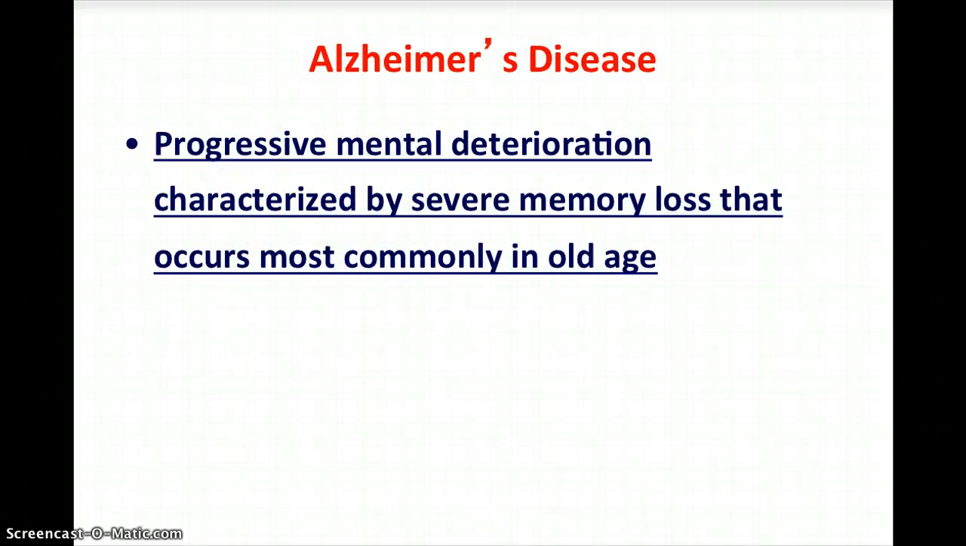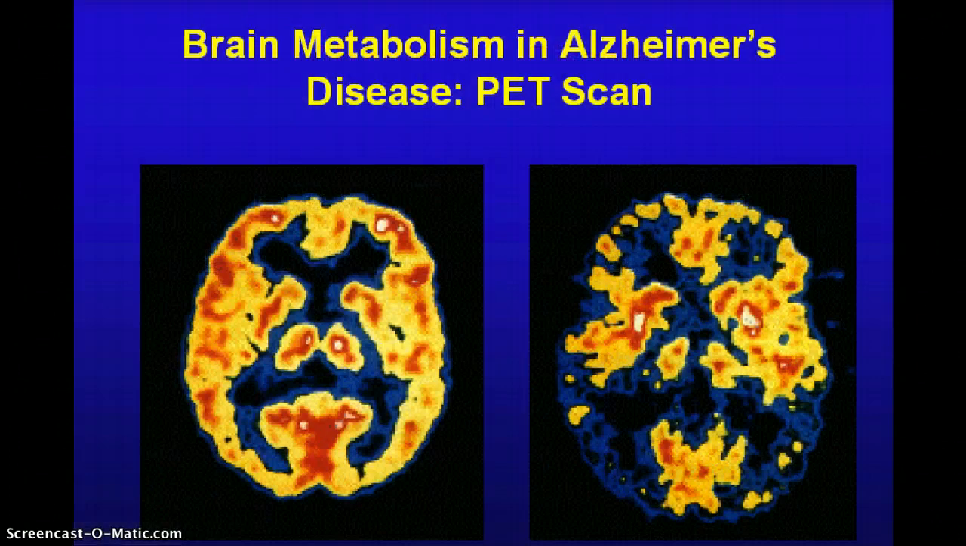And then Alzheimer's disease is a progressive mental deterioration that's characterized by severe memory loss that occurs most commonly in old age. They may forget little things about their lives, they may forget big things about their lives, they may forget how to care for themselves, etc. Lots of Alzheimer's patients end up in nursing homes. All right, the one on the left is a normal brain, the one on the right is an Alzheimer's brain, and so the orange and kind of yellow areas show brain activity.